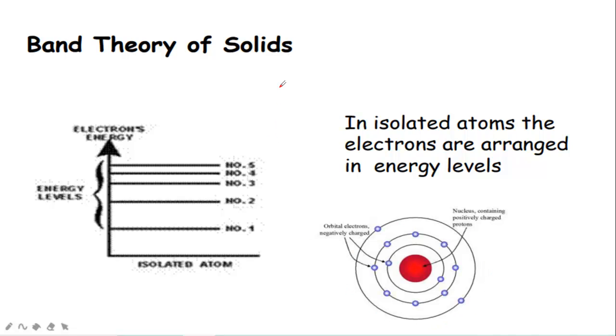According to the rule of 2n square, we know how to fill the shells. In the third shell, how many electrons should there be? With n equal to 3, 3 squared is 9, and 9 times 2 is 18. There should be 18 electrons in this shell, but there are only 2 electrons, one here and the second one here. So these electrons are free to move, and these electrons contribute to the band theory.